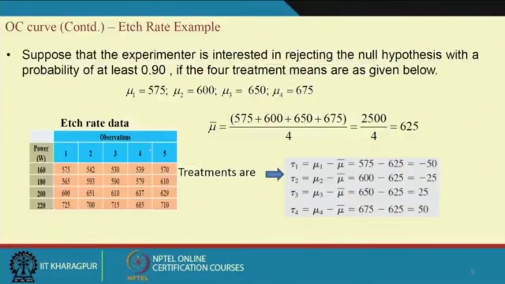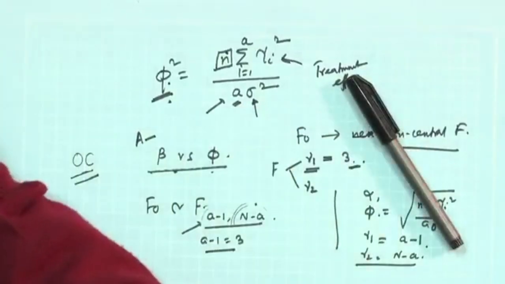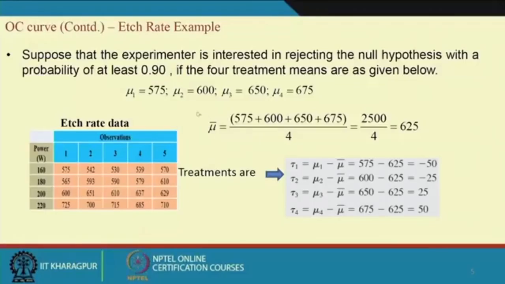Okay. So, this is the way you have to read the OC curve. Now, let us see the example. This example we have solved earlier. This is the etch rate example, where different power levels are considered, 160 to 220 with a gap of 20 each, and then 5 observations were collected in the same experiment, and this was the data available, so that you have already seen.